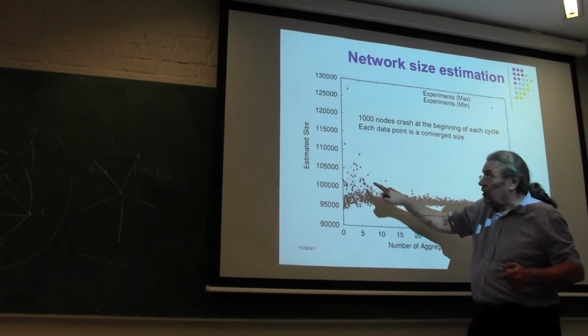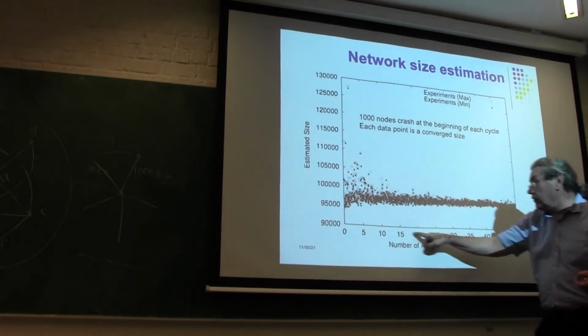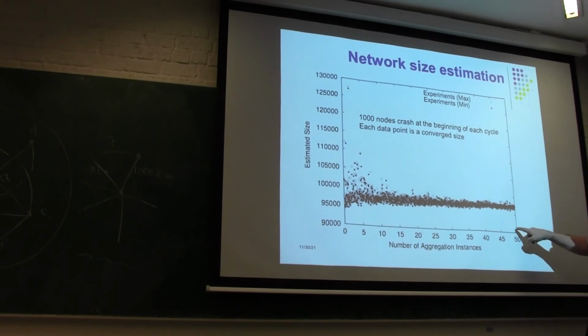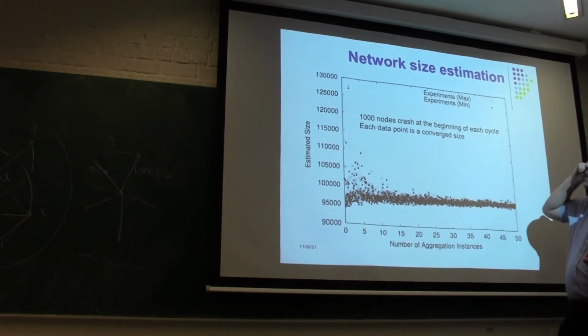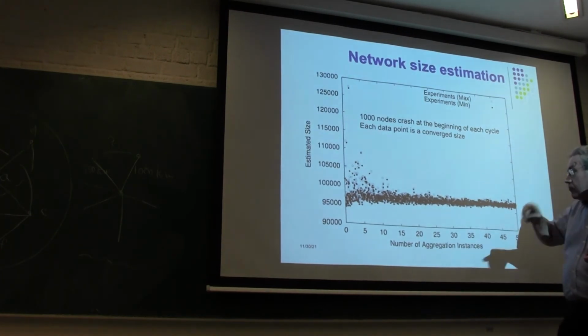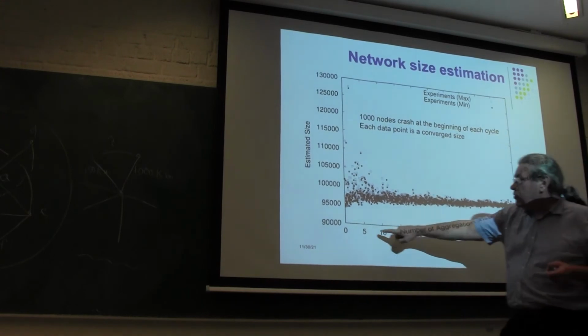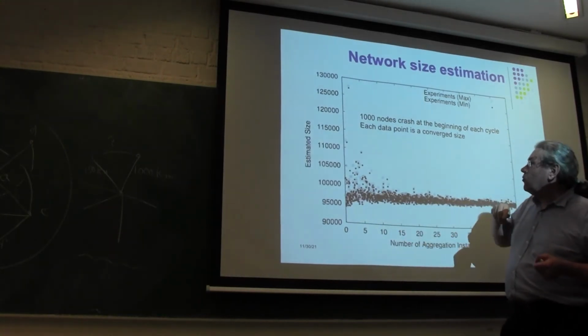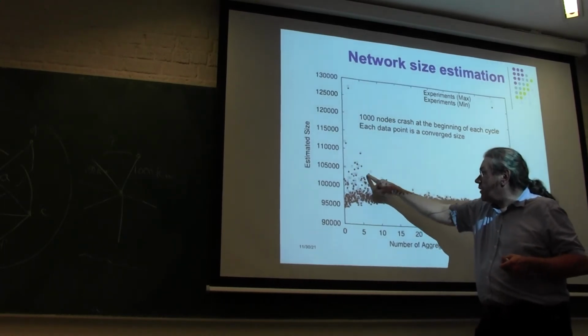Each of these points is a converged value. So the axis here is not cycles. It's how many of these concurrent instances we have running together. So you need a certain number of them. If you have too few, then it's not going to work so well. Each of these is already converging after a certain number of cycles.